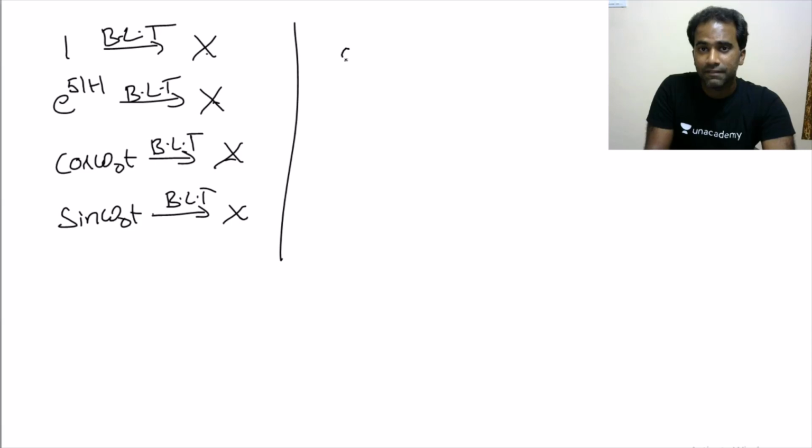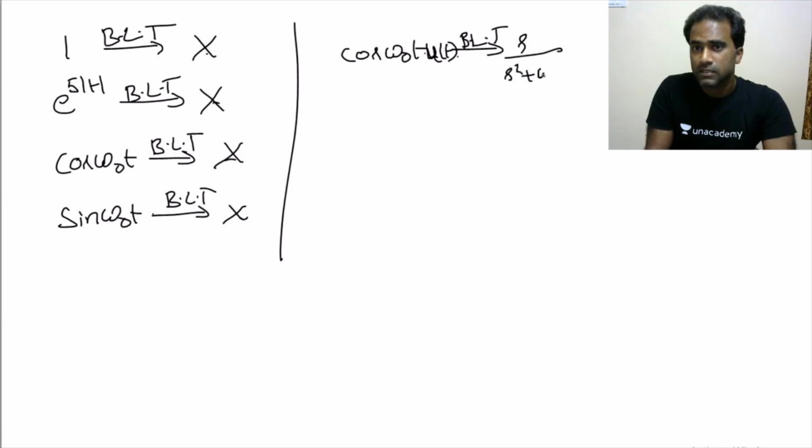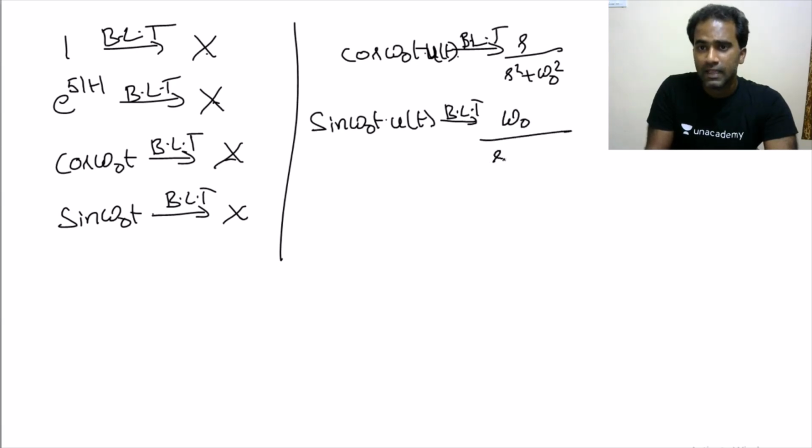But we know some formulas about cos and sine. Cos omega naught t bilateral Laplace transform does not exist, but if u of t is multiplied, then we know the bilateral Laplace transform. Cos omega naught t into u of t has bilateral Laplace transform s divided by s square plus omega naught square. I have derived this in the previous part 1 also. Similarly, sin omega naught t into u of t, if u of t is there, then we know it. It is omega naught by s square plus omega naught square.